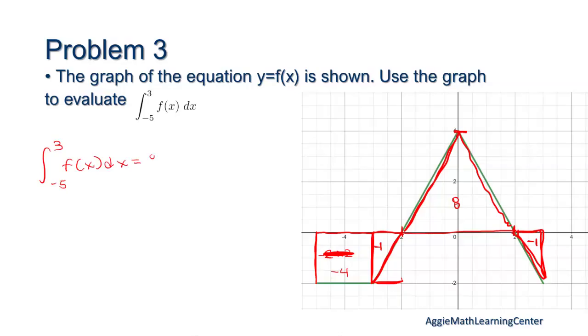Okay, we've got 8 minus 2 minus 4. So 2. Easy enough.